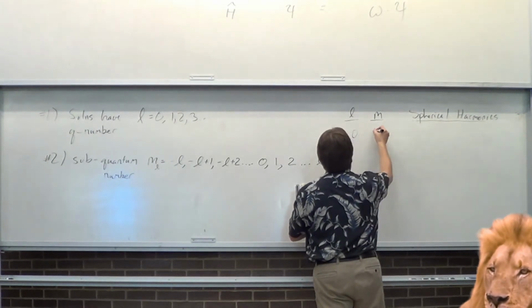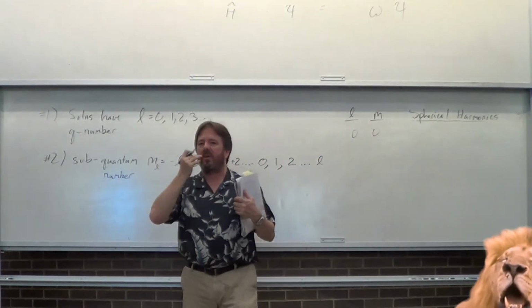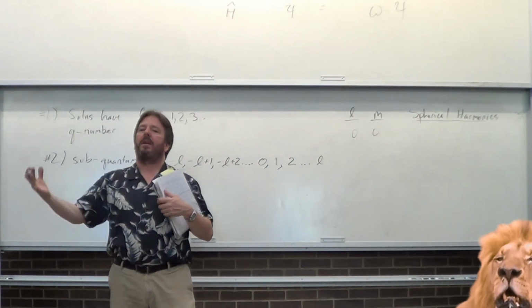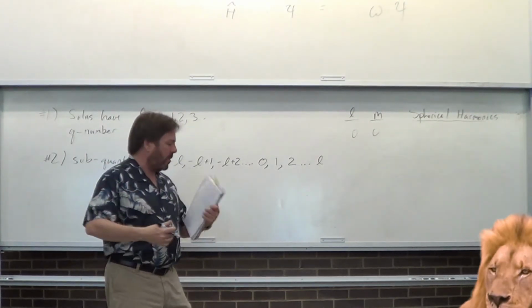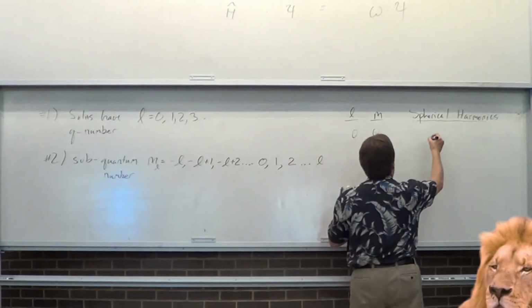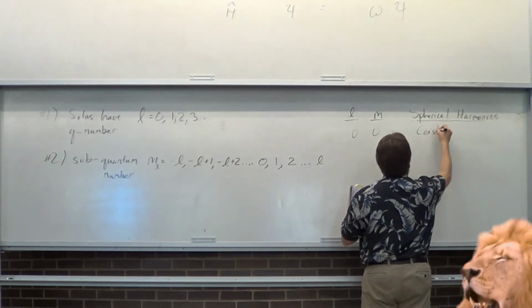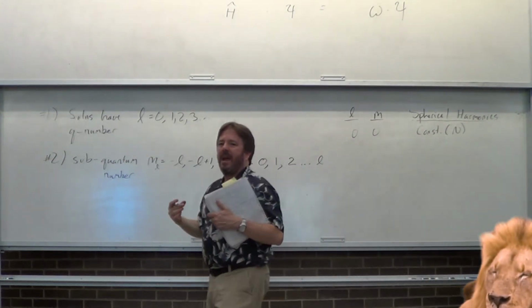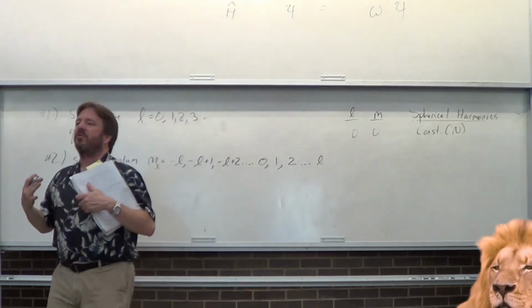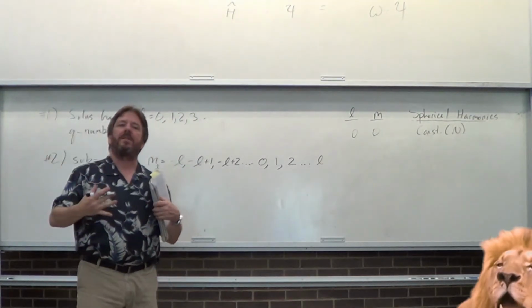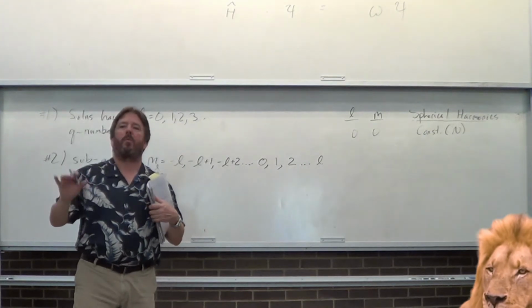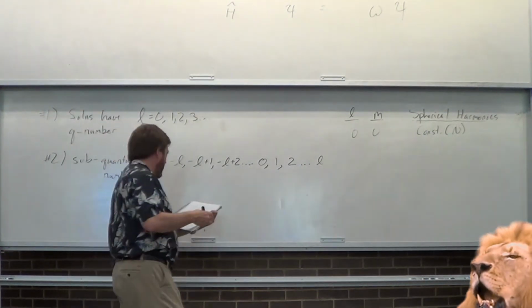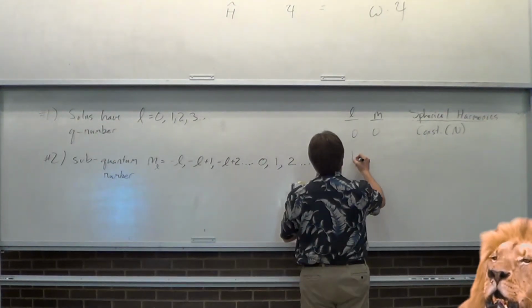Now again, if L is 0, M has to be 0. So when the person is solving the differential equation, there's only one solution. It's just a constant, which is basically just the normalization constant. What's kind of interesting is that when you plot a constant in r, theta, where r is 1 nanometer, you just end up with a sphere. So there's not much to this.